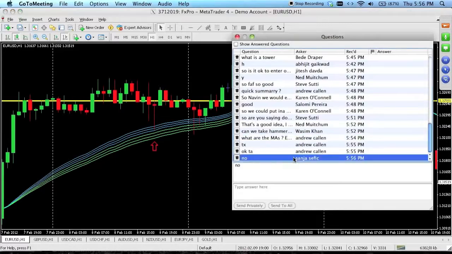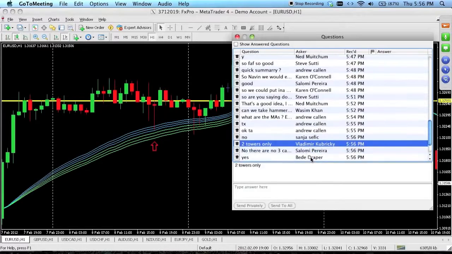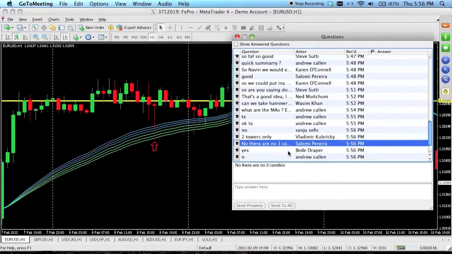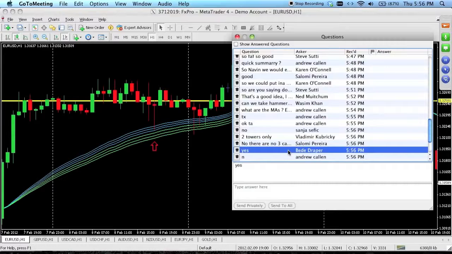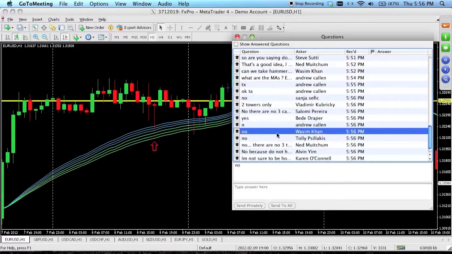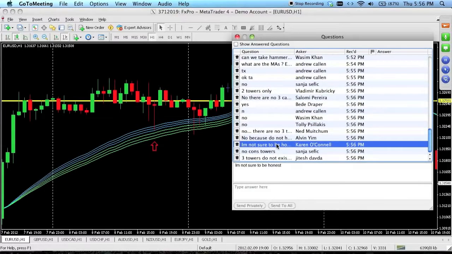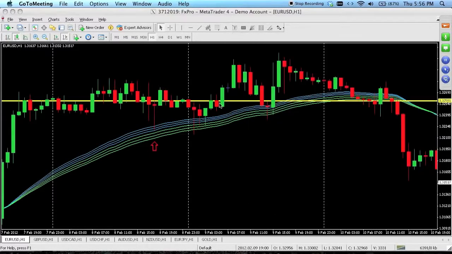Okay, Sonia says no. Correct. Valdemar also says no because there are only 2 towers. Very good. There are no three towers. Bede, actually it's a no. We'll go through why. Andrew, no. Wasim, no. Tony, no. Karen, okay, we'll go through it. Most of you got this right. A few people had some questions, not a problem.